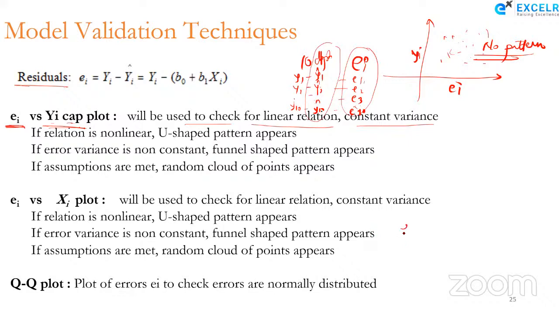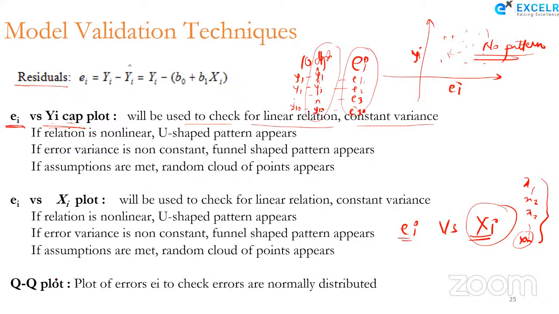You can also plot something called errors versus your xi. Xi is nothing but all your regressor variables like x1, x2, x3, x4, and so on. Whatever number of variables that you have, you can plot the error versus all the individual variables and see if there is some pattern emerging out of those plots. If there is no pattern, it means that the model has successfully captured the pattern in the data.